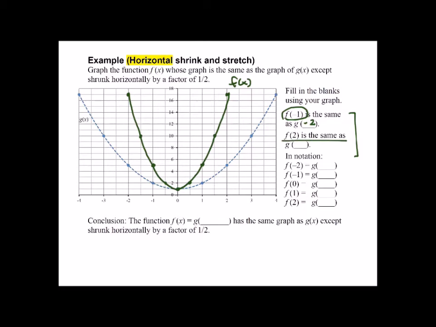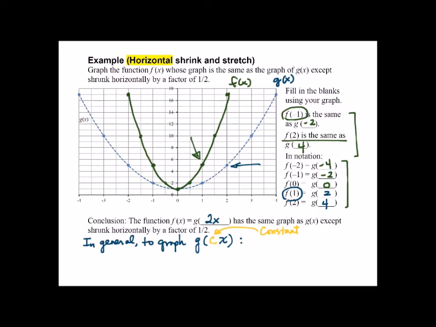Same thing, f of 2 would then be the same as g of 4. So you can try to fill out the rest of the blanks here using the notation of g. If you're not sure, you can also verify that from the graph. Remember, if you locate f of 1, it would be this point, and that should be the same y value as g at this point, which is at 2. So in conclusion, the function f of x equals g of 2x has the same graph, except that g of x was shrunk horizontally by a factor of 1/2.